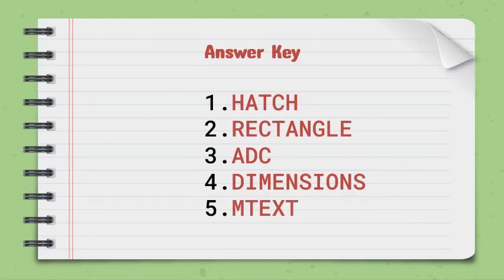These are the correct answers for each question. Number 1, hatch. Number 2, rectangle. Number 3, ADC. Number 4, dimensions. And number 5, text. Was your answer correct?